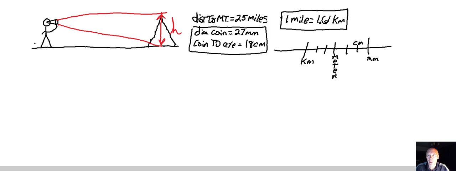So first of all, to do that, we need to set up our ratio. So I'm going to do the small triangle first. And the main thing is you want to be consistent with your numerator and your denominator. Okay? And then this will be our large triangle. So in our small triangle, if I put the diameter of the coin in the numerator, DIA of coin, then the coin to the eye is going to be in the denominator. So coin to eye.